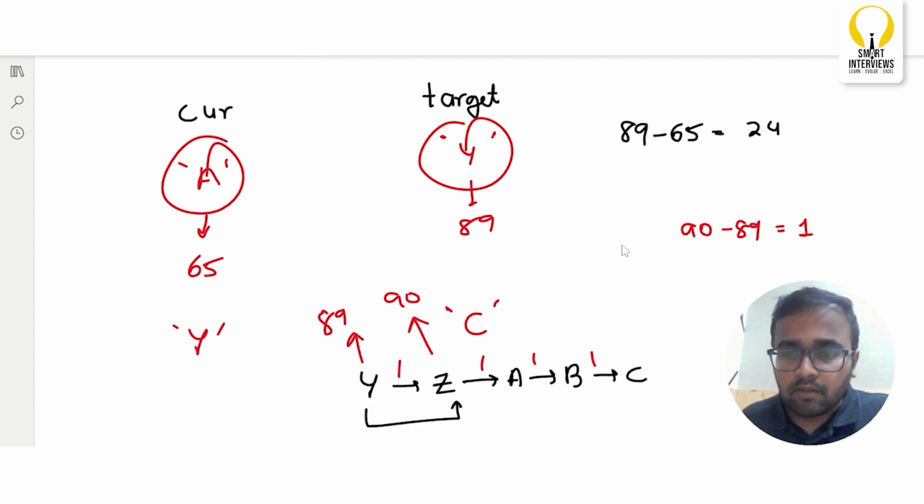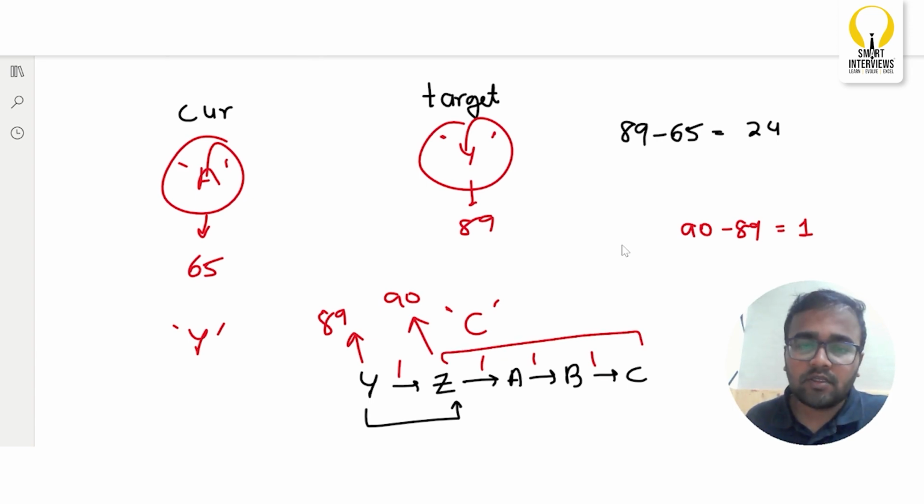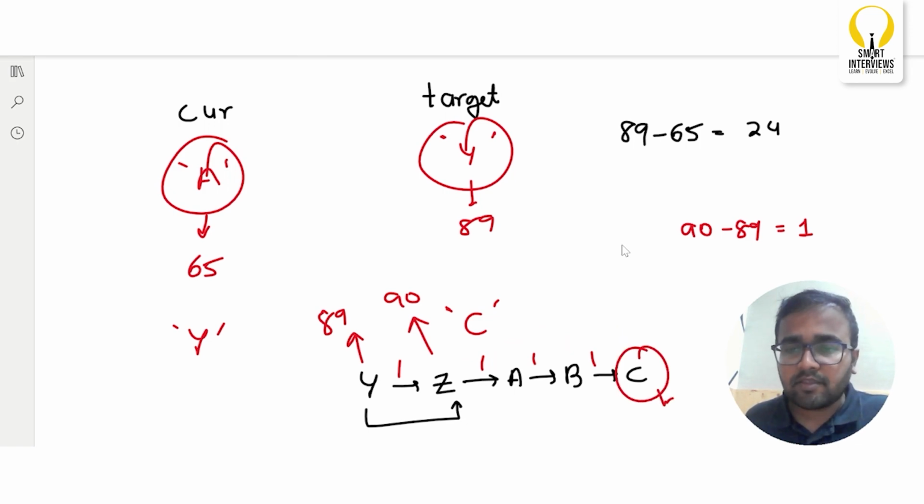Now the number of steps required to move from A to C. So if you observe, we can also consider from Z to C. Z to C, how many characters? You need to cross A, B and then C. For this you can simply take the ASCII value of C.